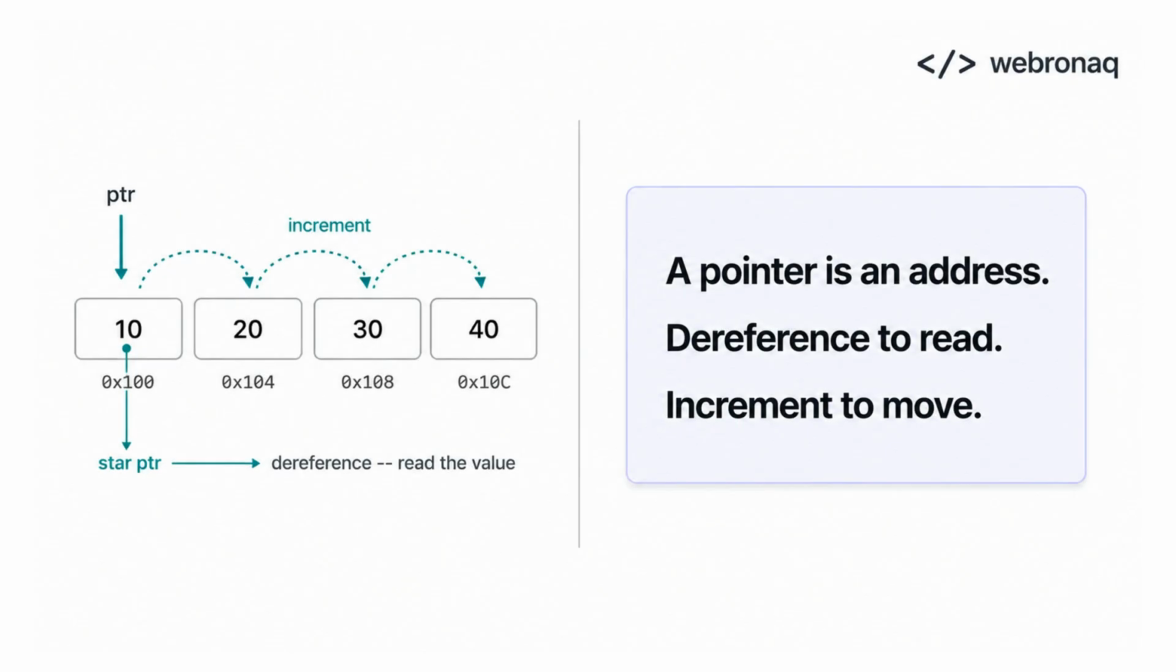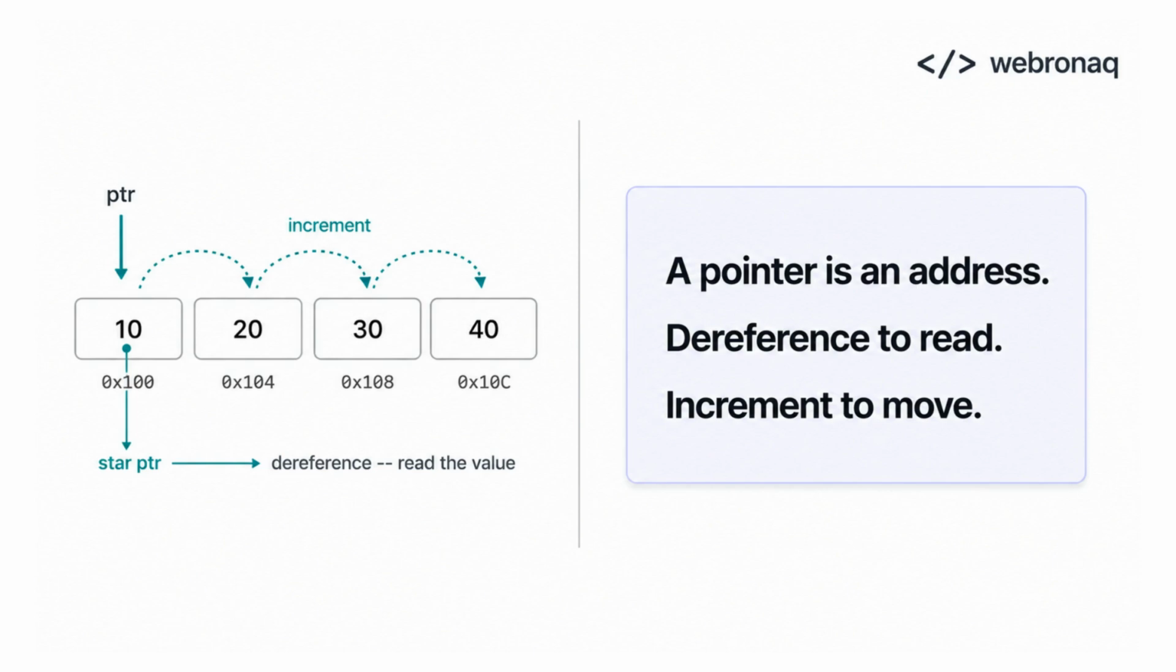Alright, let's bring it all together. A pointer holds a memory address, nothing more. When you dereference it, you reach through that address and read the value sitting there. When you write ptr++, it steps forward by exactly the size of the type it points to, landing cleanly on the next element. That is the traversal pattern we walked through on the last slide.